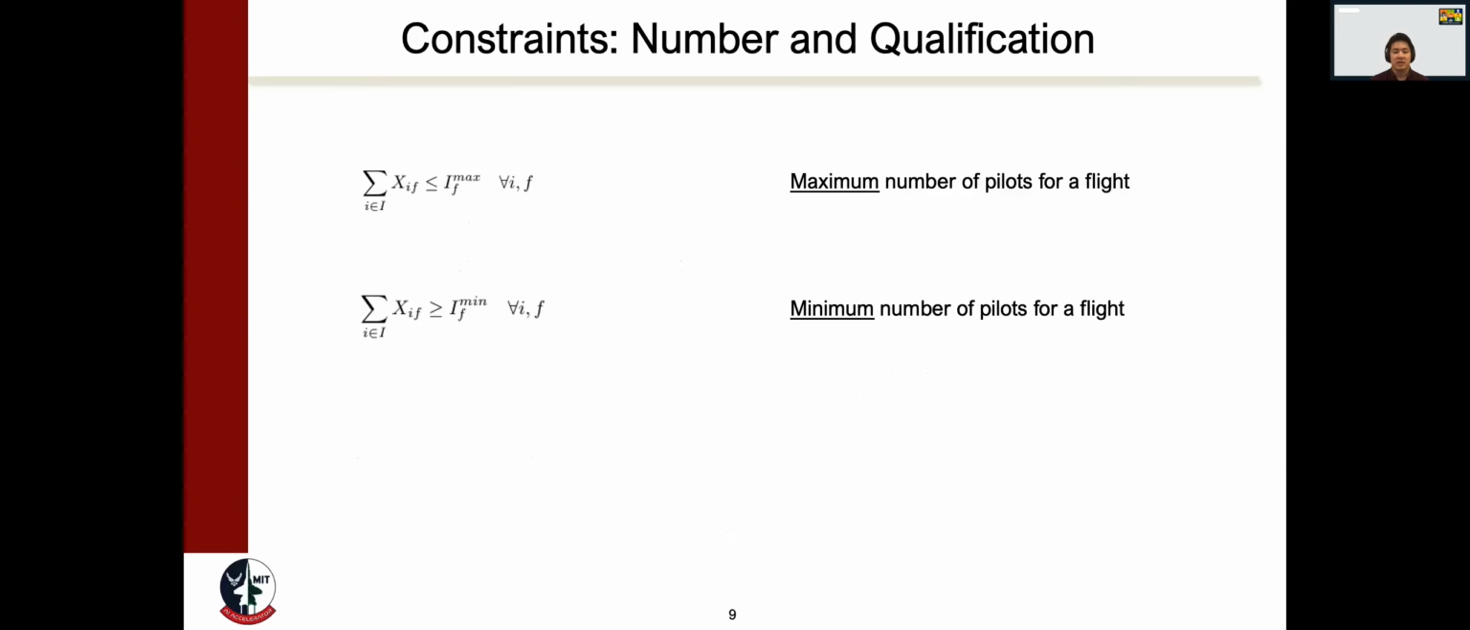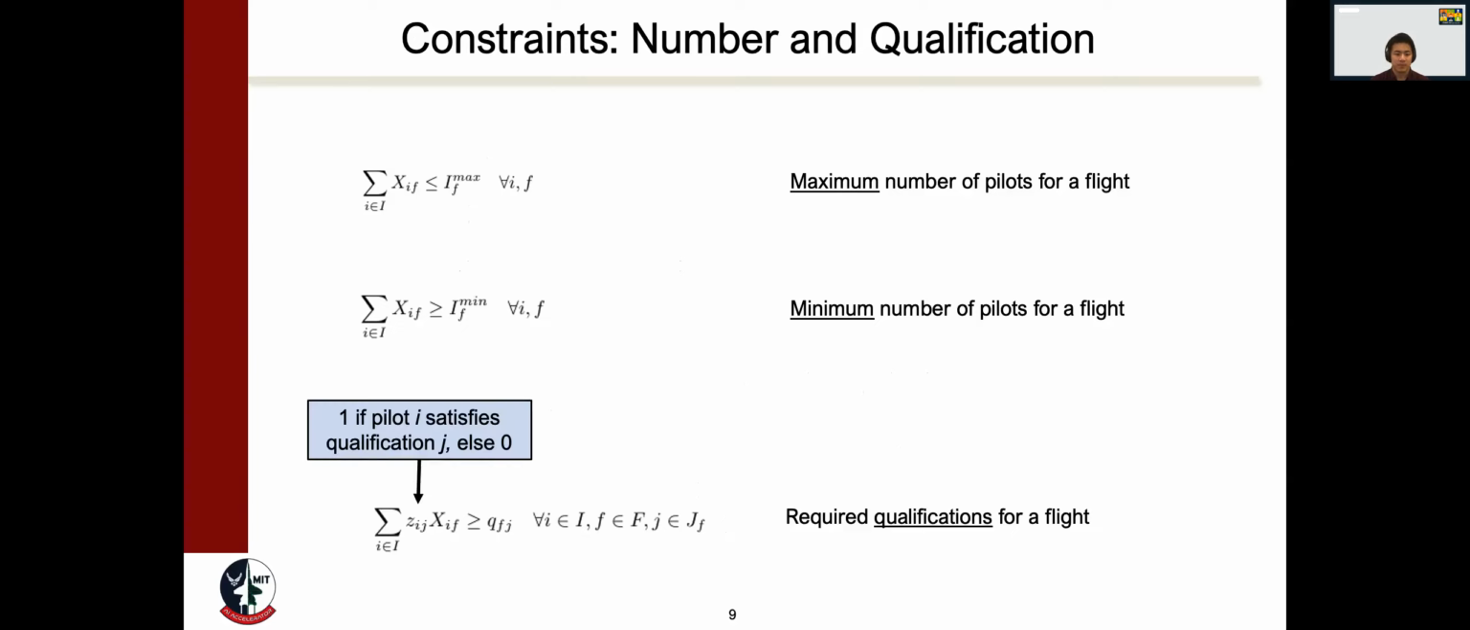We start with two basic constraints, the first being the maximum number of pilots for a flight, and the second being the minimum number of pilots for a flight. It may be desirable to exceed the minimum number of pilots to satisfy additional training requirements. The third constraint ensures that each flight is staffed with appropriately qualified crew.